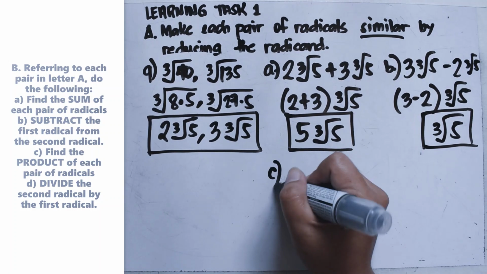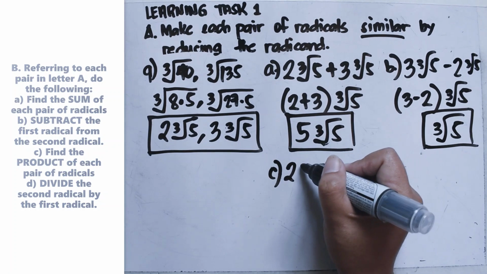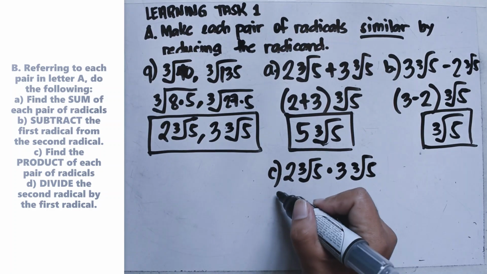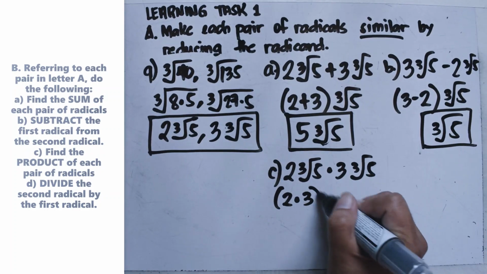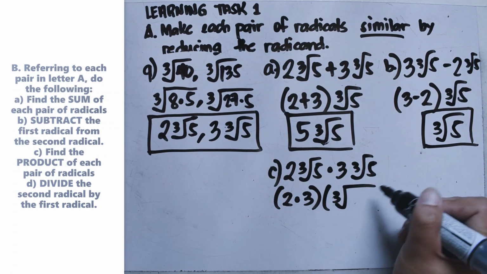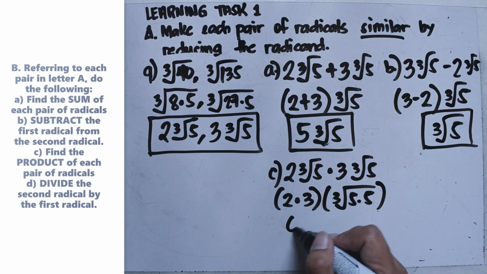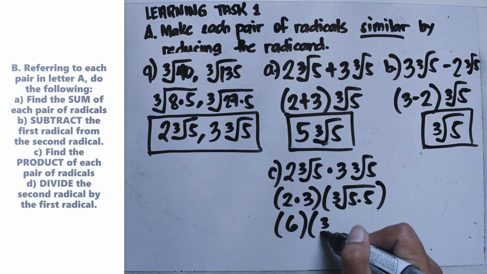So, let's now proceed with letter C. So, letter C, multiplication. So, 2 cube root of 5 times 3 cube root of 5. So, multiply the numerical coefficient. So, 2 times 3. And then, copy the same index, cube root of. And then, multiply the radicand. So, 5 times 5. So, 2 times 3 is 6. Copy the same index and then multiply the radicands.